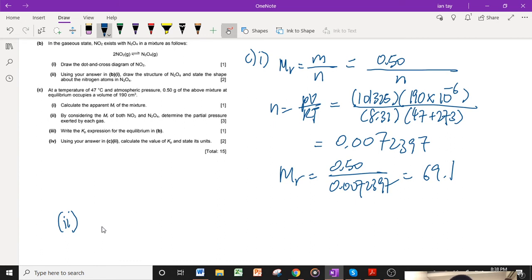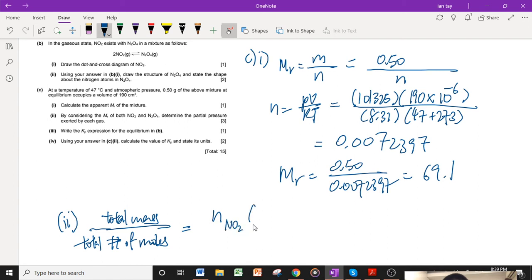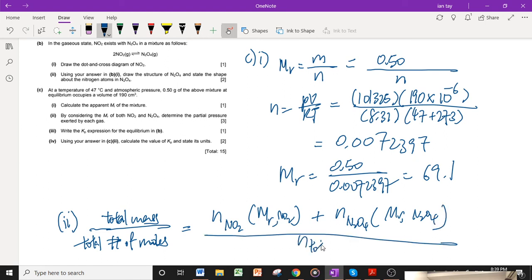So if you agree with me, just now we said that the average MR is the total mass divided by the total number of moles, correct? So the total mass is contributed by the number of moles of NO2 times the MR of NO2, plus the number of moles of N2O4 times the MR of N2O4, divided by the total number of moles.